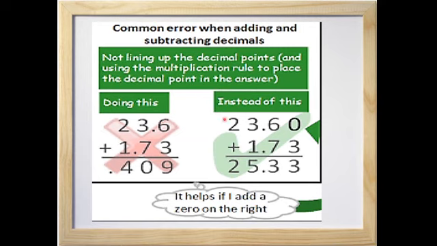You can see the correct way of doing this. So first we have converted these two numbers into like decimals by putting a 0 here. So 23.60 plus 1.73, and you can easily see that the decimal point is lying in a straight line. Understood, children? So the answer is given by 25.33. So this is the right way of adding the decimal numbers. Is it clear, children?